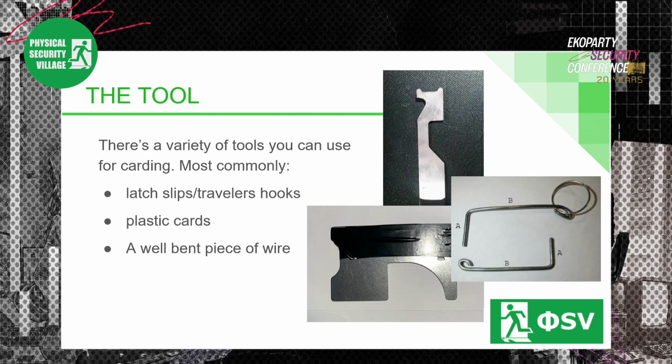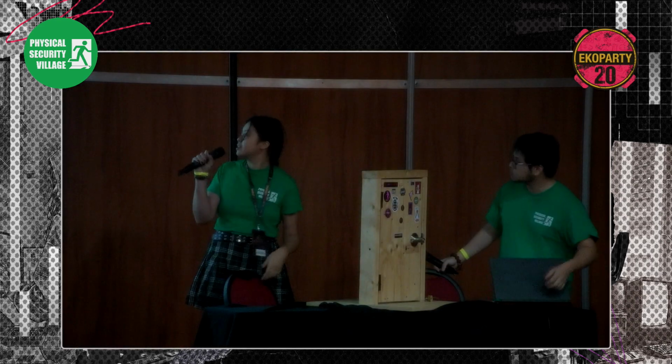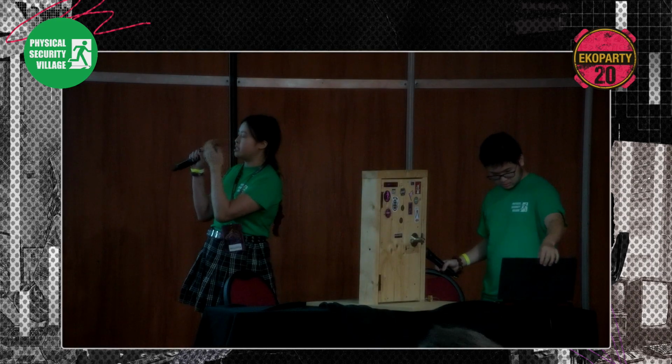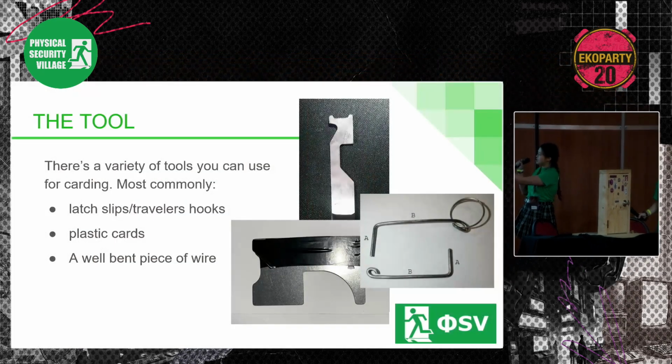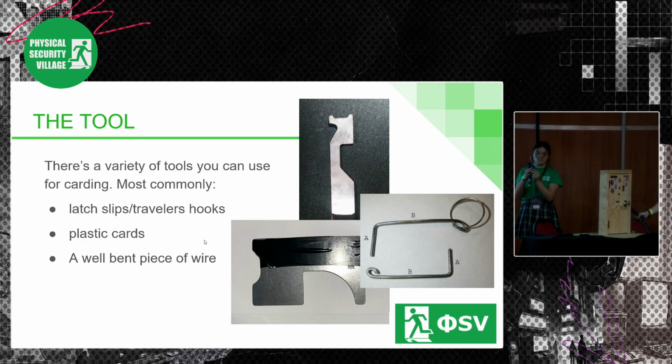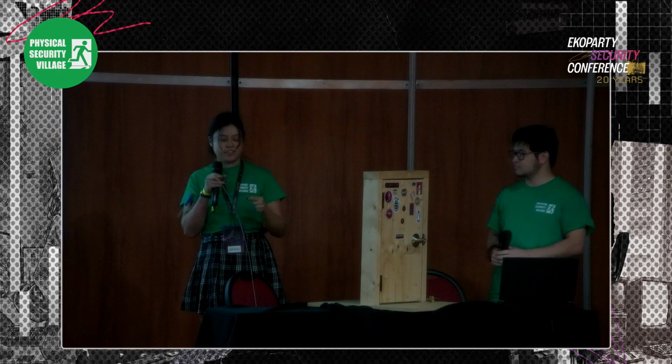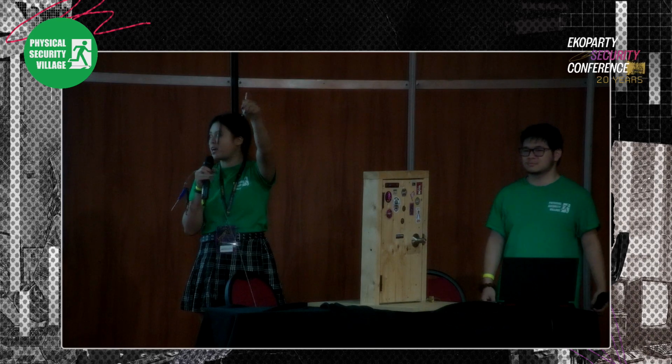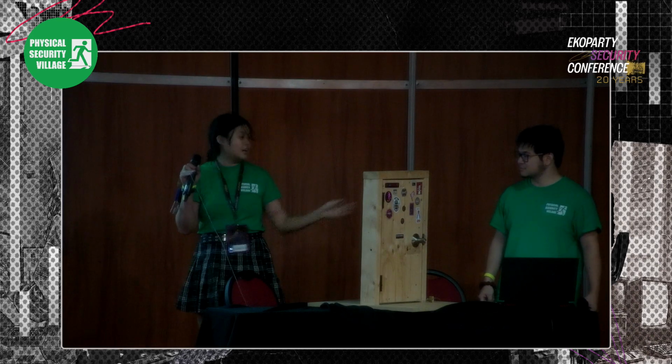So there are a whole bunch of different kinds of tools that you can use. Here are some of the more common ones. You'll see little cards like this. Sometimes I'll cut gift cards into this kind of general shape. We have a few of those kinds of tools here. Got a little latch slip, a little poker, but Terry's going to do a live demo using this piece of metal I found on the ground because I think that's more interesting. Next slide.